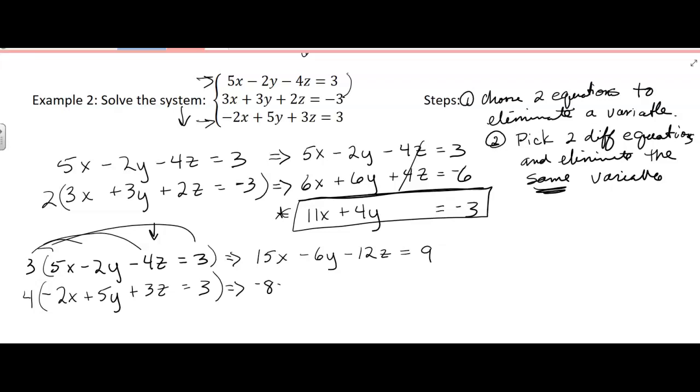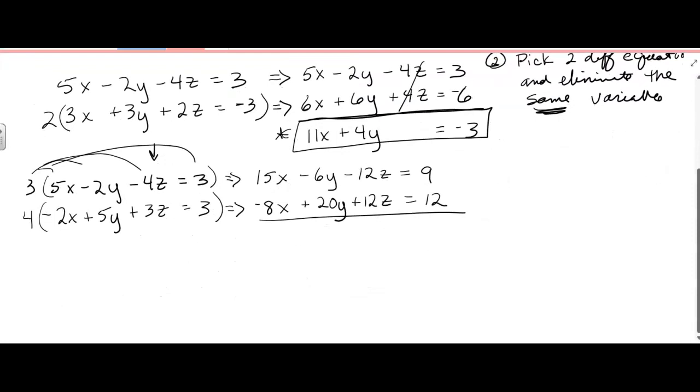Negative 8x plus 20y plus 12z equals 12. Sometimes the numbers get a little big, but that's okay. All right, so here we go. Adding, I get 7x, I get 14y. The z's drop out. That's supposed to happen. That's what I was planning on, kind of counting on. And 9 and 12 is 21.